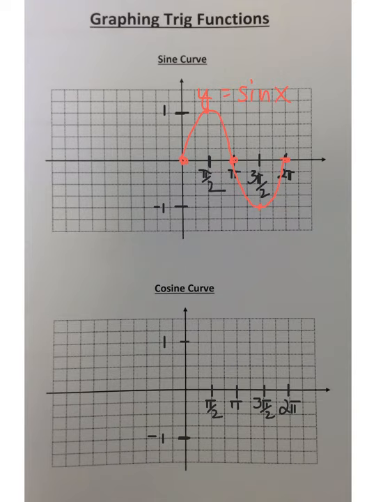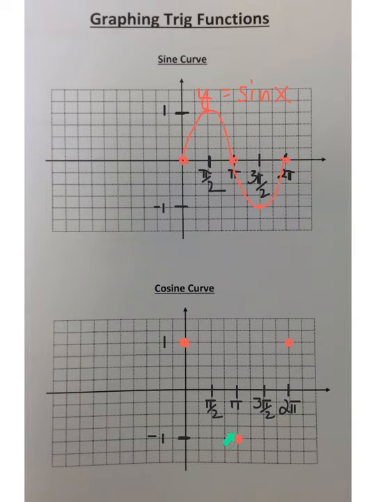All right, now let's take a look at the cosine curve. The cosine curve is different. Remember, the cosine curve's behavior is to start up at its maximum and to finish also up at its maximum. And then in the middle, which would be at pi, we go down to its minimum. Okay, so again, start high, finish high. In the middle, go down to its minimum.